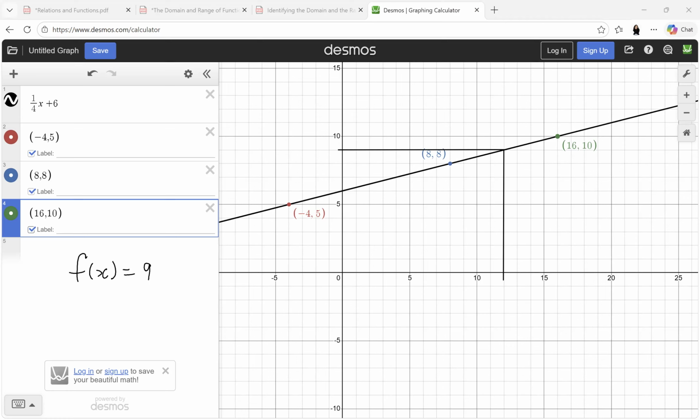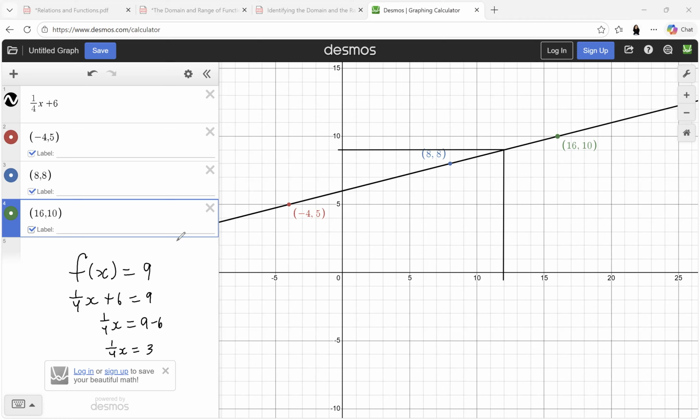And if we had to work it out algebraically, we would say a quarter x plus 6 is equal to 9. So then a quarter x is equal to 9 take away 6, which means that a quarter x is equal to 3. And so x is equal to 3 divided by a quarter, which is 12, right? So that point there is 12, 9. That makes sense, Jen?